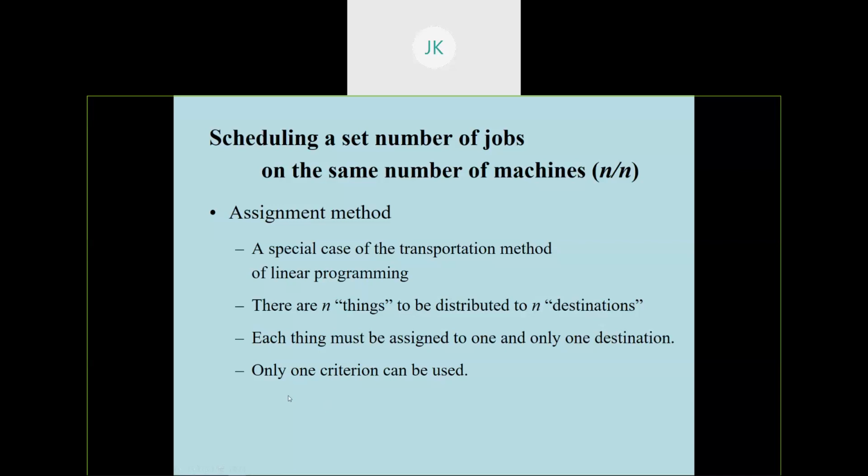And only one criterion can be used because linear programming is a single objective method. So use only one objective or criterion, such as minimum cost, maximum profit, or minimize the completion time.